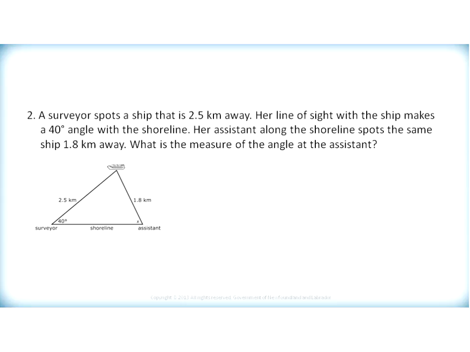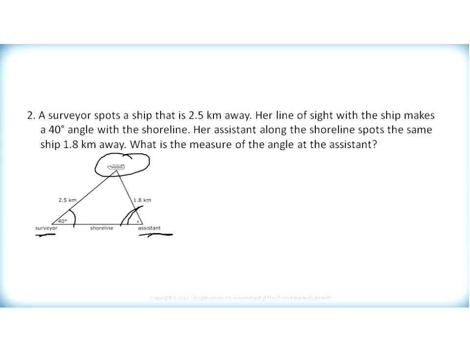Okay, so we're going to look at this example where we're going to solve for an angle using the sine law. A surveyor spots a ship that is 2.5 kilometers away. So here's my surveyor, and she sees this ship right here. Her line of sight with the ship makes a 40-degree angle right here with the shoreline. Her assistant along the shoreline spots the same ship. The assistant is right here, 1.8 kilometers away. What is the measure of the angle at the assistant? So what we're looking for is this angle right here.